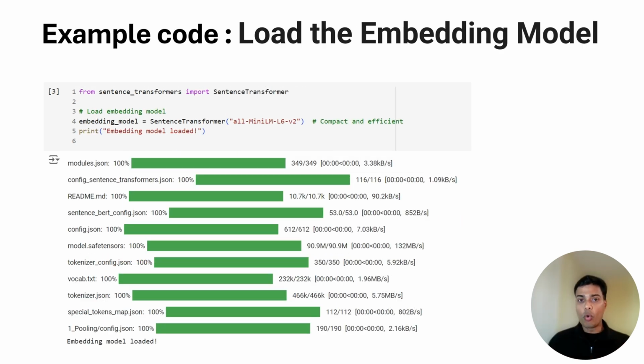Next, we will load the embedding model. This model converts text into embeddings, which are numerical representations of text. This step is crucial for understanding the context.